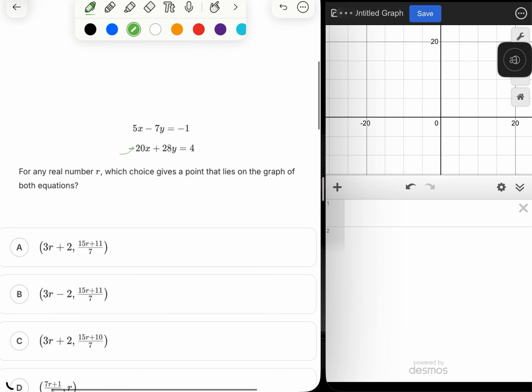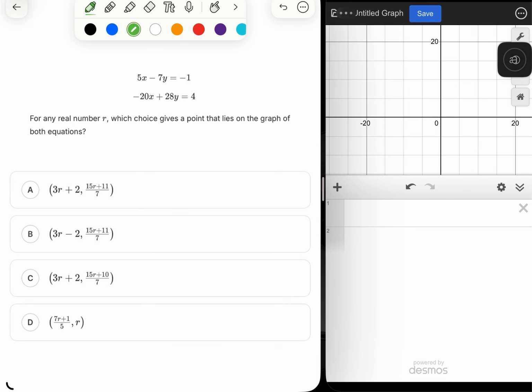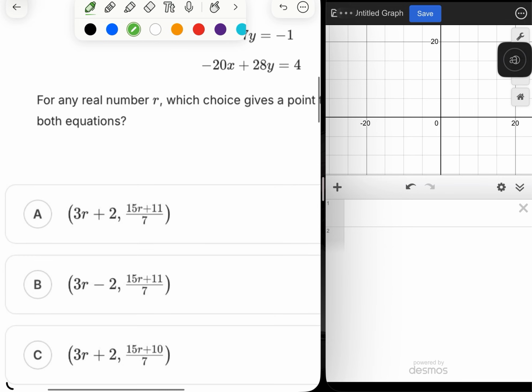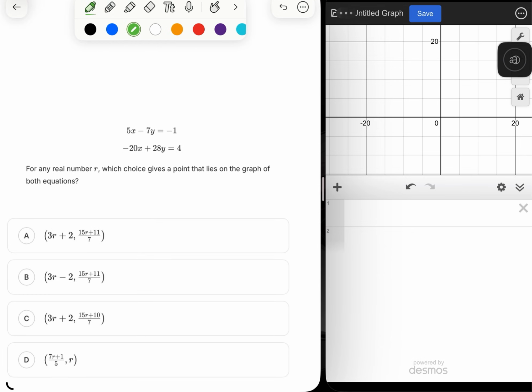Okay, so here we're given a system of equations, right? And it says for any real number r, which of these four choices gives a point that lies on the graph of both equations? So this is different from other system of equation problems. They're not asking you to find an intersection point. They're asking you to find a point with some parameters, like an r. So that r in this case would function as a variable, and if you plug that into the x and y, that should give you a point that lies on the graph of both equations.